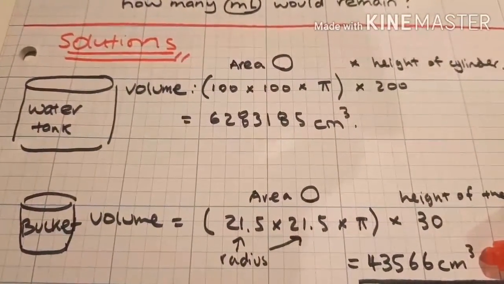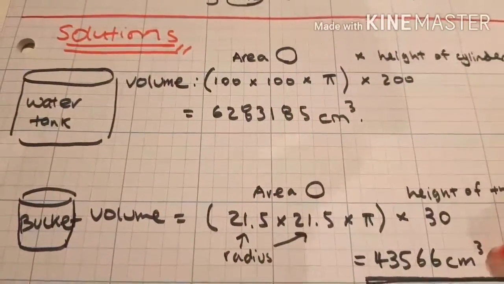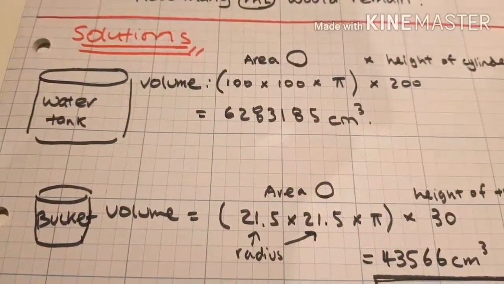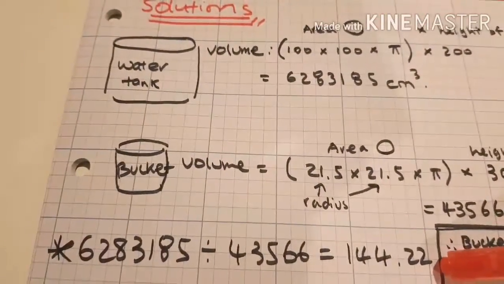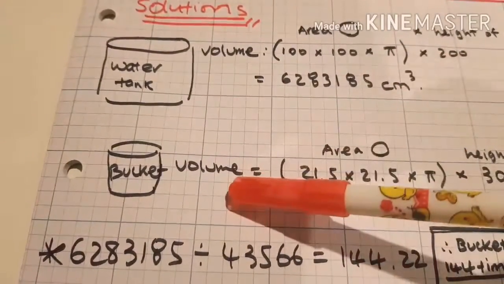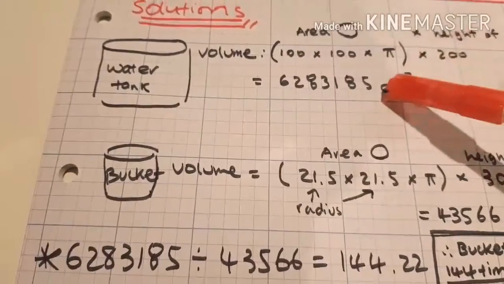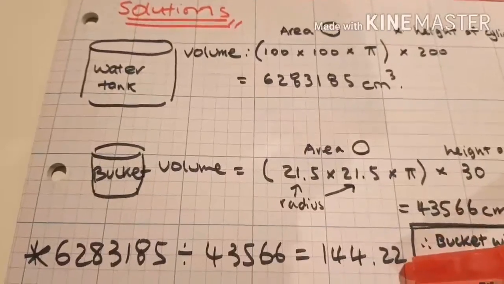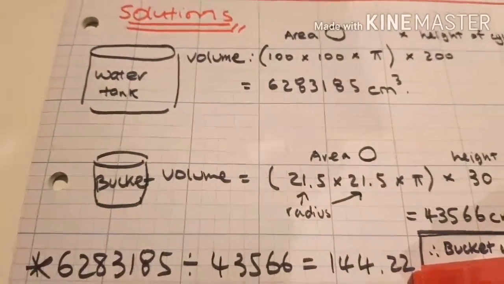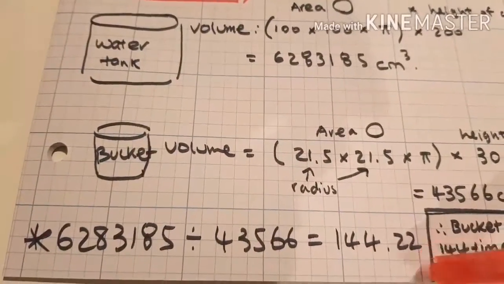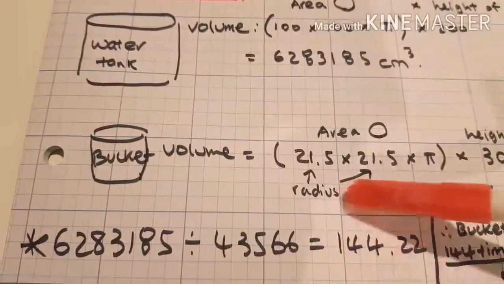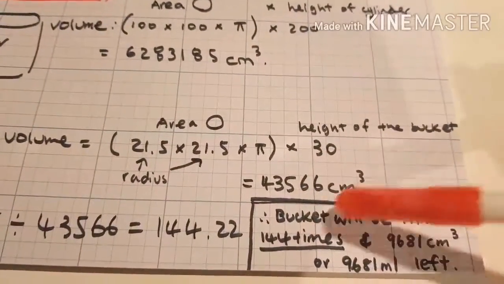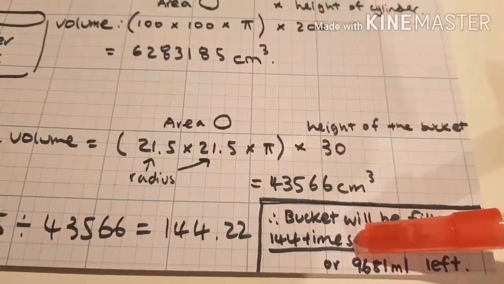So what would be the easiest way to know how many times the bucket fits in the water tank? Yep, simply, there you go. I'm going to divide the volume of the water tank by the volume of the bucket, and it's giving me 144.22. Okay, that means I can fill my bucket 144 times fully.